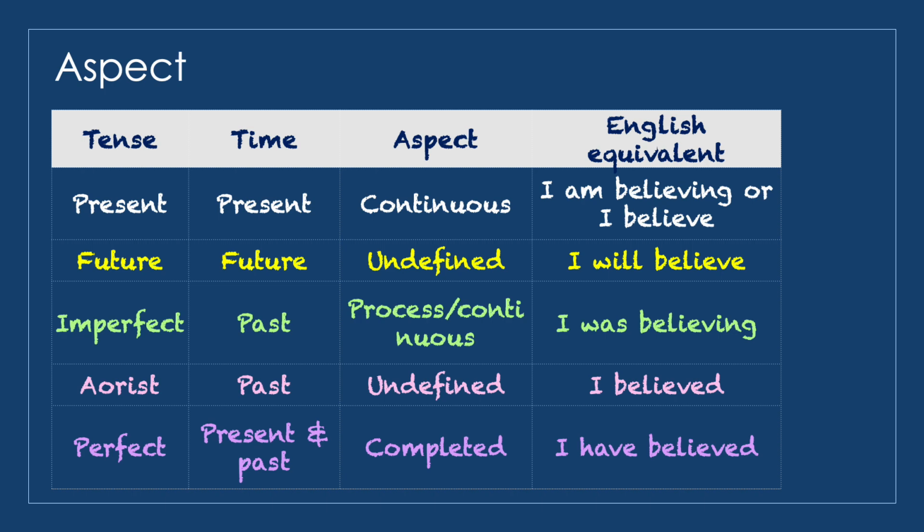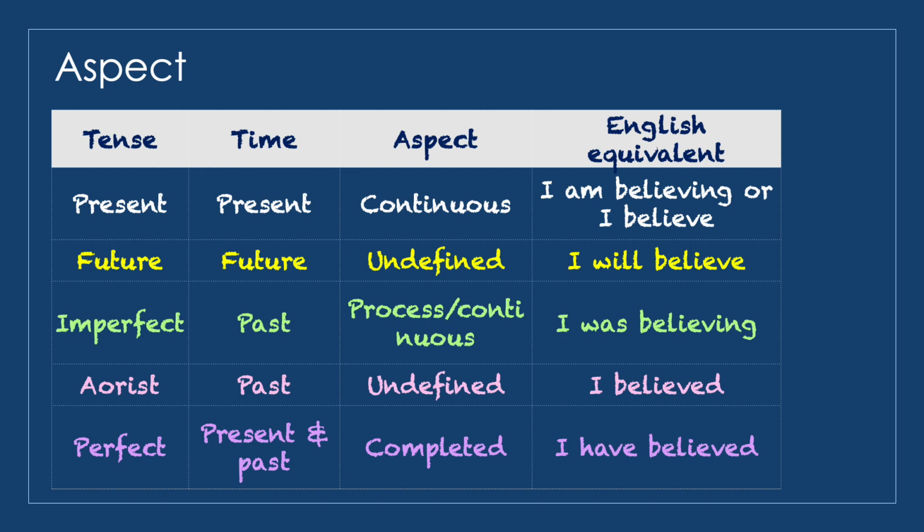Imperfect is a past tense that has a process to it. It's continuous. So we might translate that as I was believing. It doesn't say that you've stopped. It says that it started in the past and is still going on. Whereas the aorist, it happened once in the past, but it doesn't have a defined aspect.